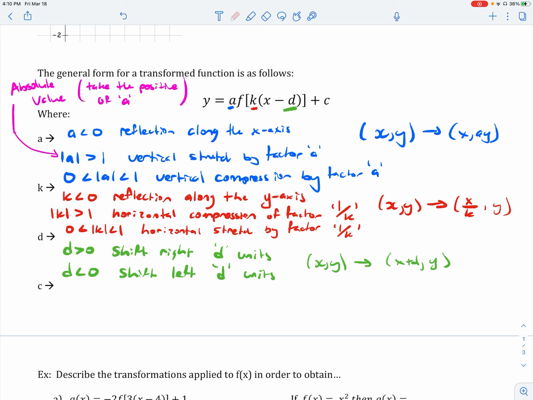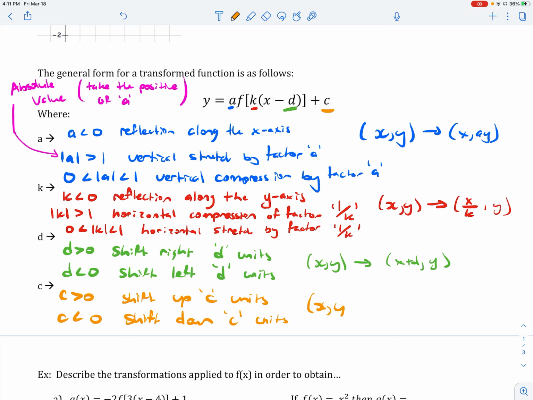Okay, we're almost done here. We're going to do the last one for C. If C is greater than 0, shift up C units. If C is less than 0, shift down C units.